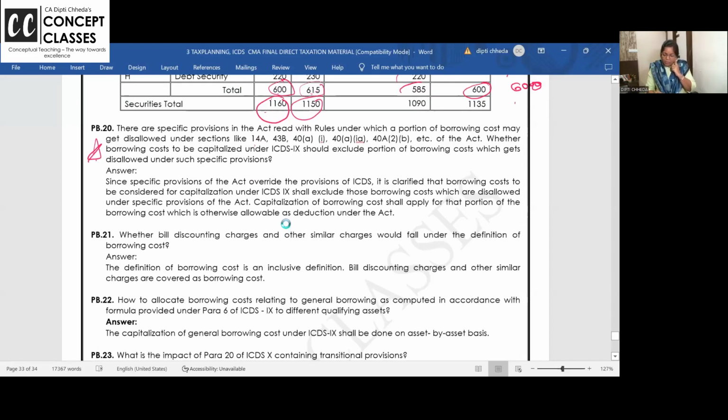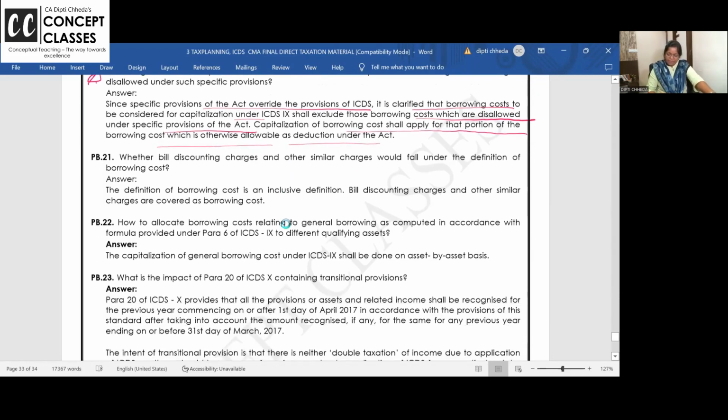Since specific provisions of the Act override ICDS, it is said that borrowing cost that should be capitalized shall exclude borrowing cost which is disallowed under the specific provisions of the Act. If borrowing cost is only disallowed, how are you going to capitalize? Capitalization of borrowing cost shall apply for the portion of borrowing cost which is otherwise allowable. Routine borrowing cost, capitalize. If borrowing cost is disallowed, don't capitalize.